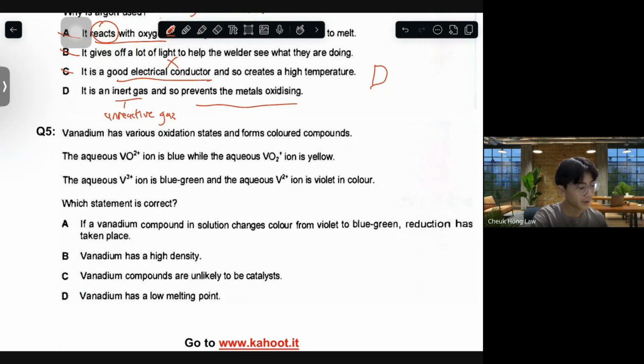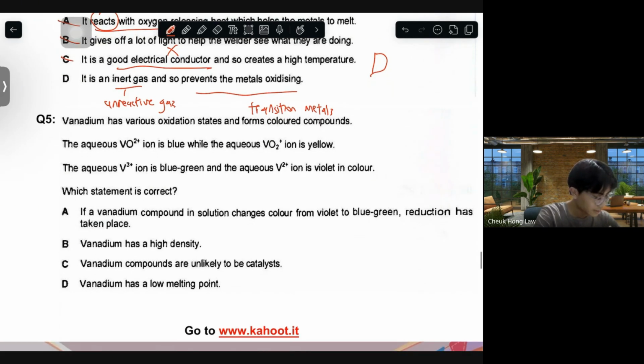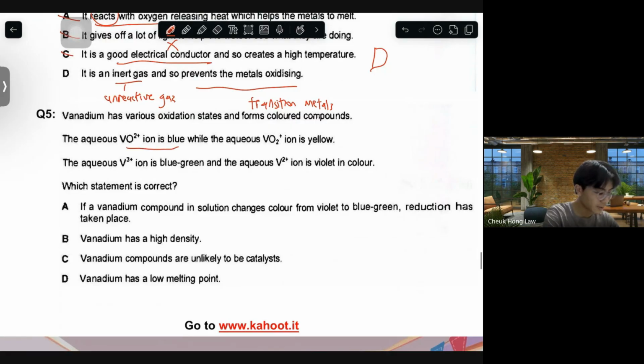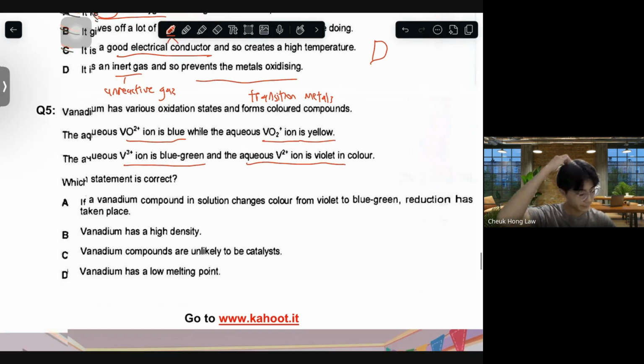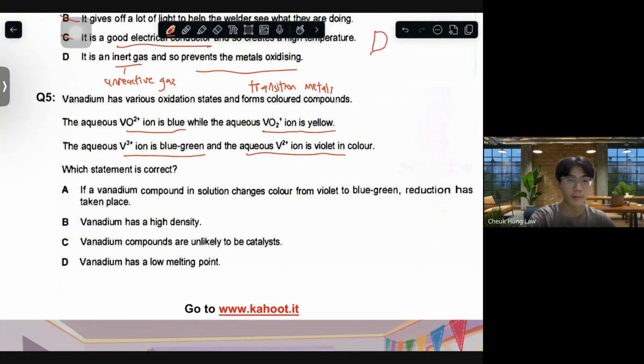Okay, question 5. Vanadium has various oxidation states and forms colored compounds. Immediately, I know they are testing me on transition metals, because those are the 2 properties of transition metals that differentiate them from other metals. So you have some information. VO2+ is blue, VO2+ is yellow, V3+ is blue-green, V2+ is violet. Okay. So which statement is correct?